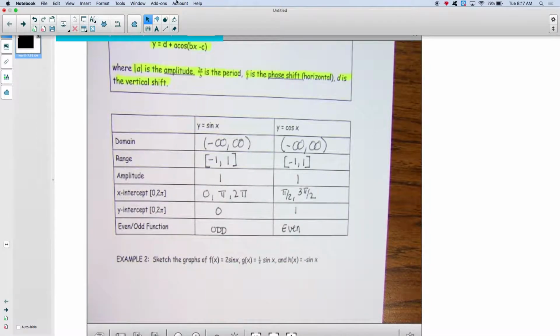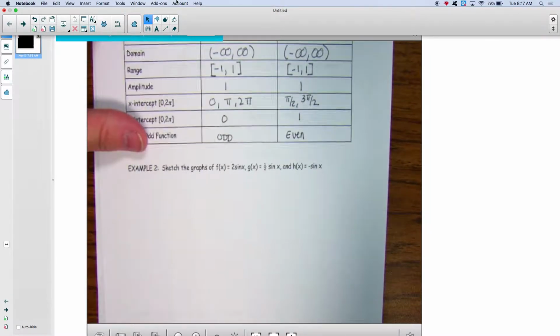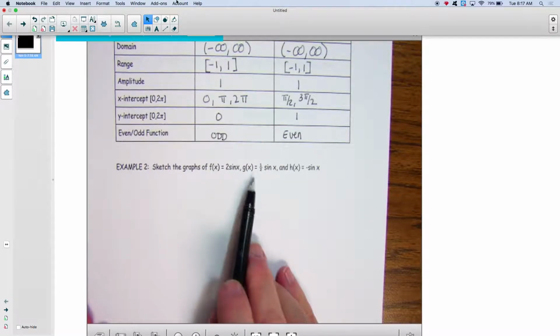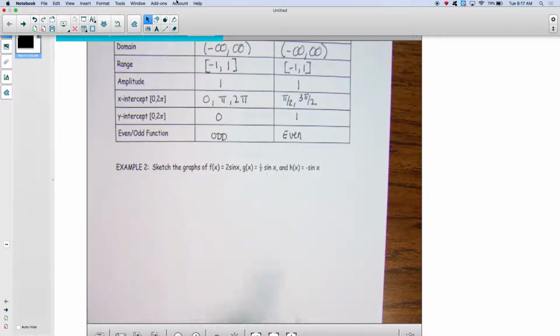Okay, let's look at and do some graphing. Sketch the graph of y equals 2 sine of x, y equals 1/2 sine of x, and y equals h of x, where h of x equals negative sine of x.